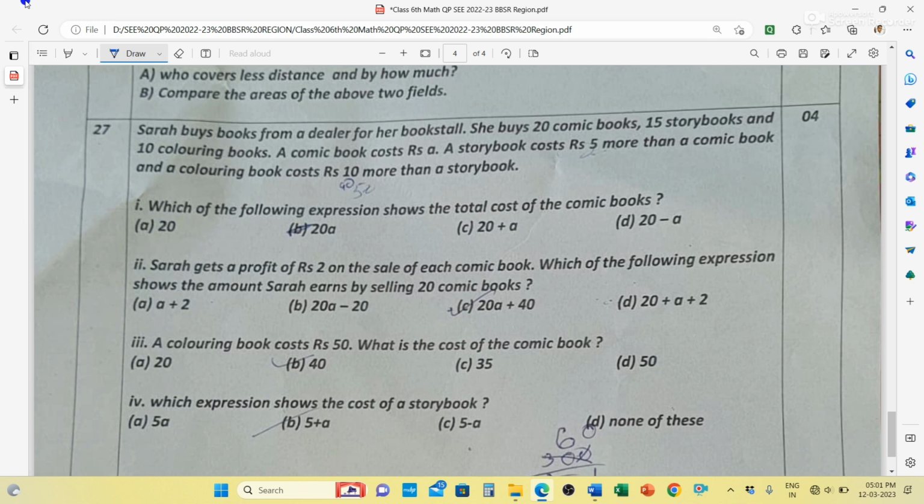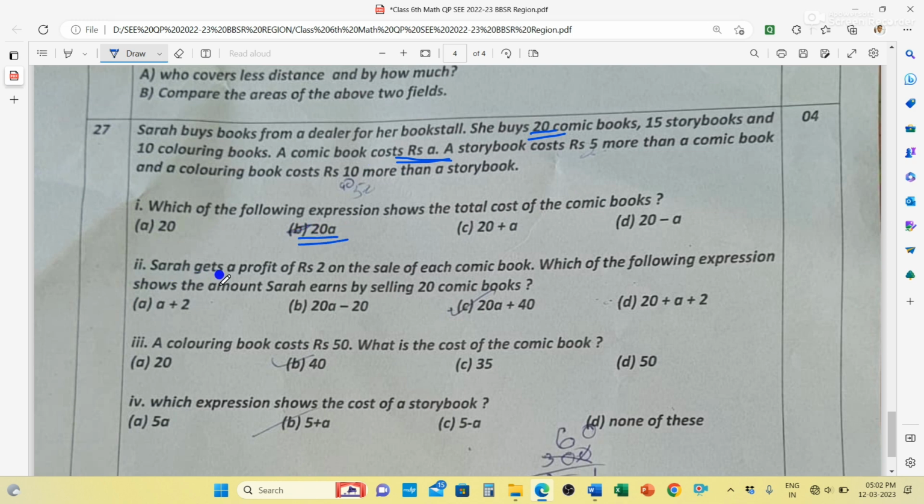Sarah buys books from a dealer for her book stall. She buys 20 comic books, 15 story books, and 10 coloring books. A comic book costs A rupees. A storybook costs 5 rupees more than a comic book, and a coloring book costs 10 rupees more than a storybook. Which of the following expressions shows the total cost of the comic books? A comic book costs A rupees and she bought 20 comic books, so the total cost will be 20 into A, that is 20A.